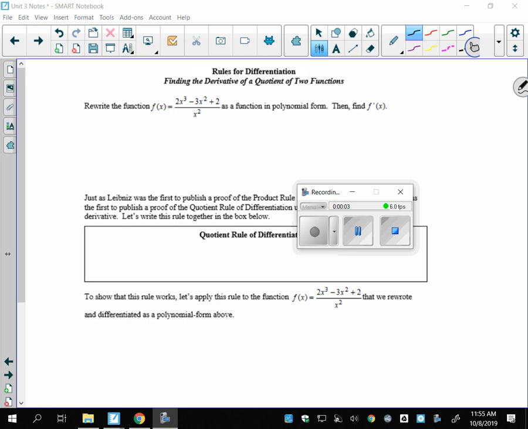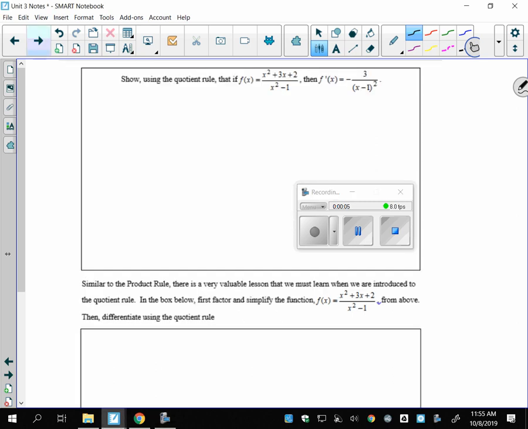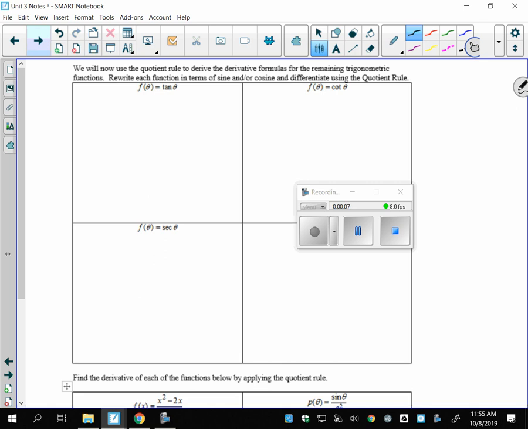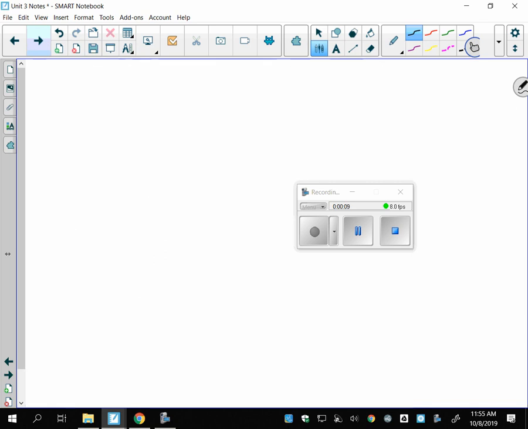Okay, I'm taking a gamble here and assuming that we're going to get through this page in class tomorrow. So first of all, I just want to summarize the derivatives that we know. Besides the power rule, the product rule, and now the quotient rule, we also have our trig derivatives.